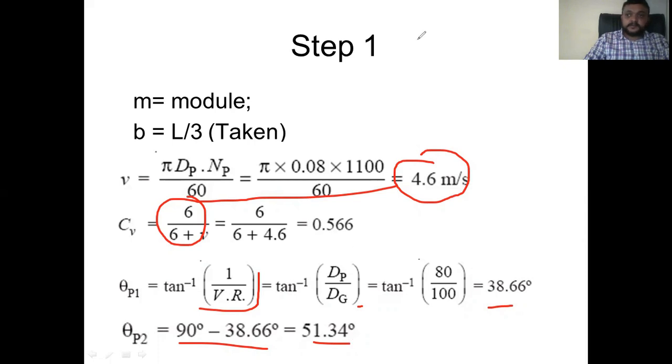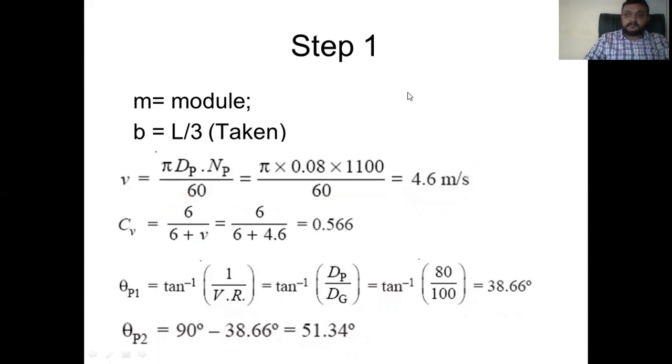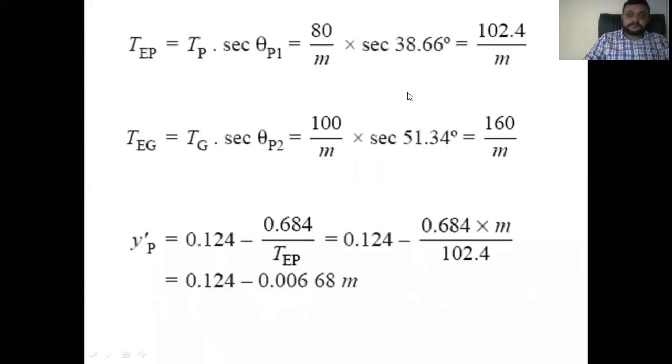Then in step number 2, you have to govern the Lewis equation of beam strength. For that, you have to see TEP, the equivalent number of teeth on gear. By this equation, the equivalent number of teeth on gear and pinion both in terms of m, as m is to be calculated. So try to put it in terms of m. In the same way, the Lewis form factor for equivalent number of teeth. Try to put all the equations in terms of m, because m is to be calculated. So at the time of governing the Lewis equation, we are directly calculating the m.